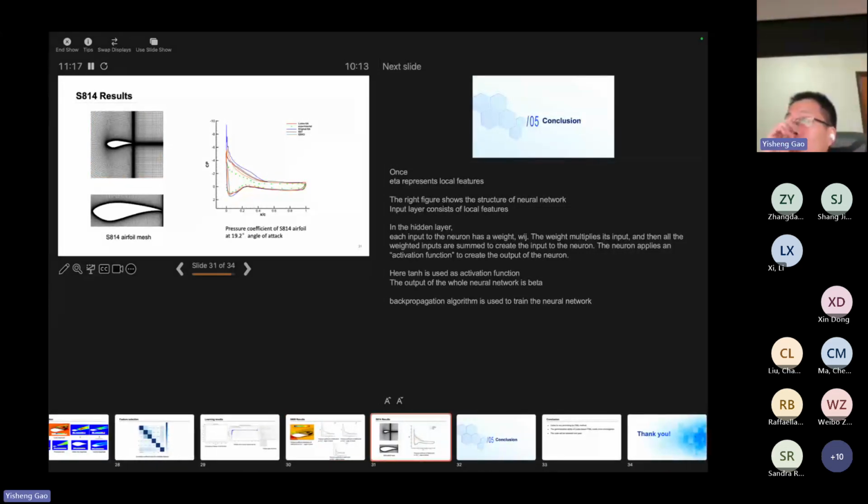Also, we try to test the generalization ability. So we test another airfoil. We use the SA14 airfoil. The result of pressure coefficient at 19.2 degree is present on the right. We can see Liutex SA shows the best result.